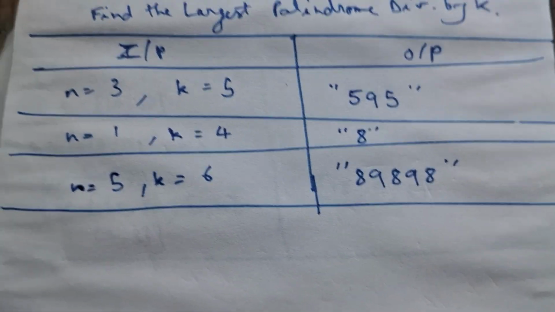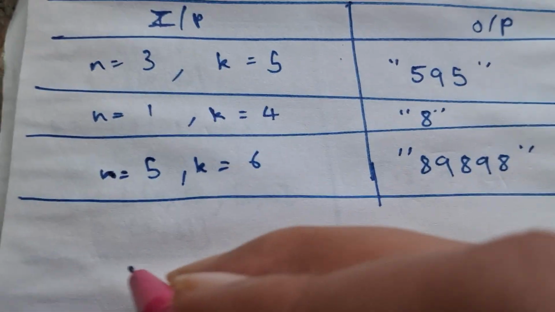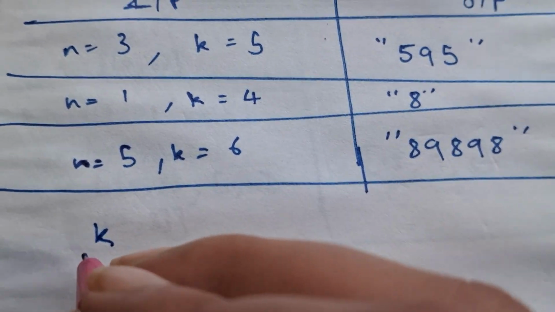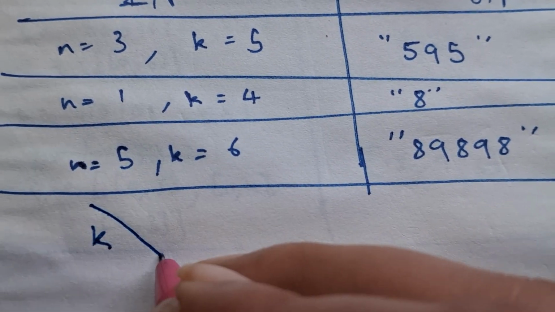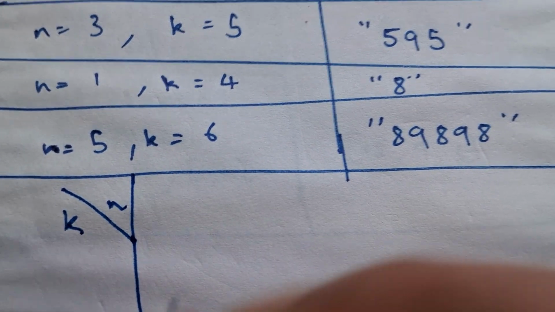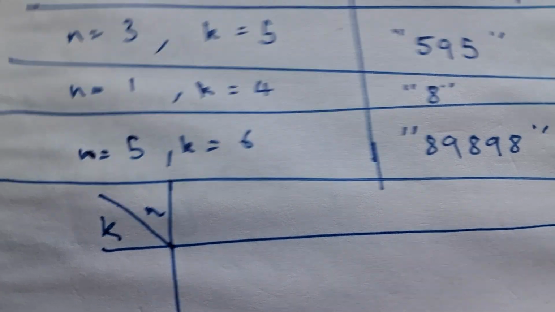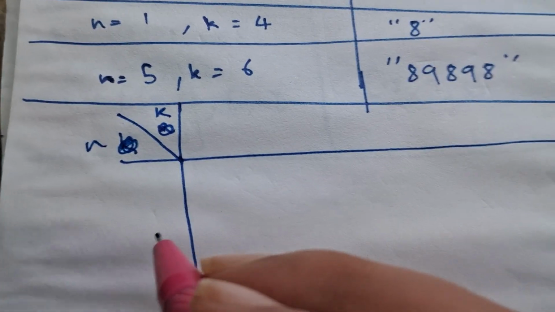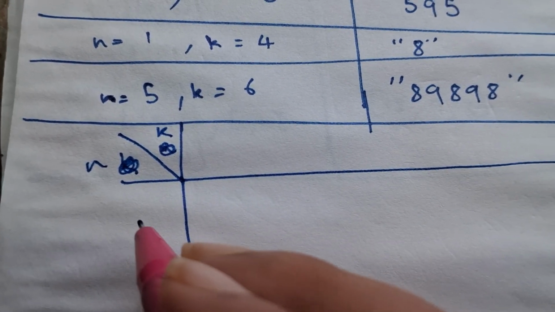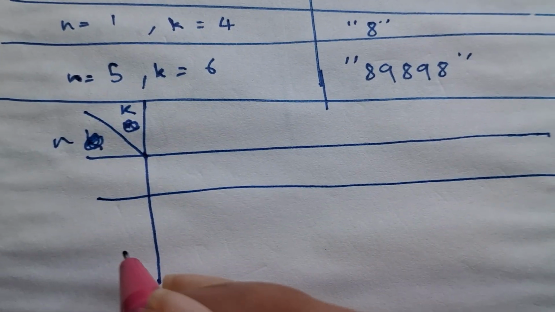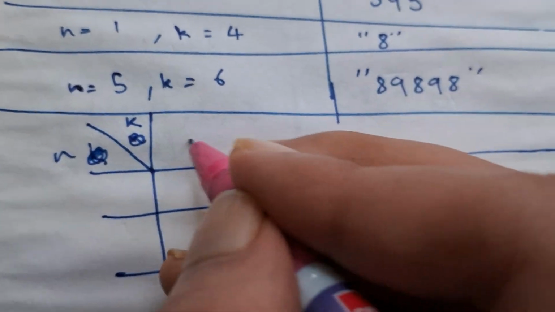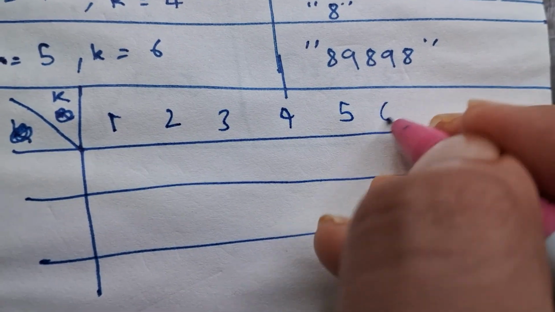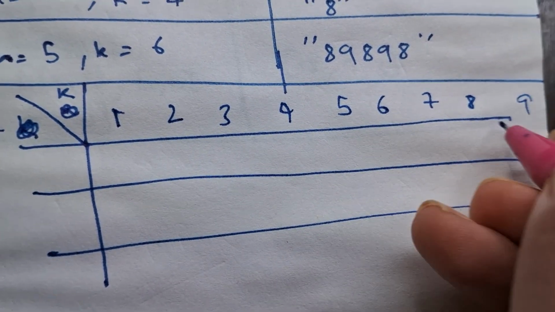Okay, so let me give you a table. So what is the value of k? It is given that it would be from 1 to 9. So you have a value of k and a value of n. Let me write the k over here and the n over here, because I won't need much for the n. So k can be 1 2 3 4 5 6 7 8 9. Clear?